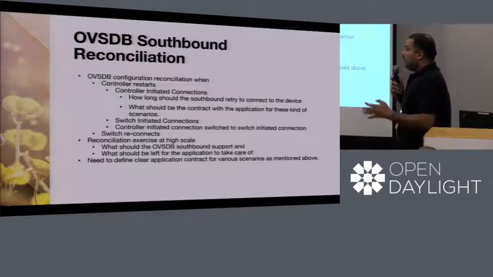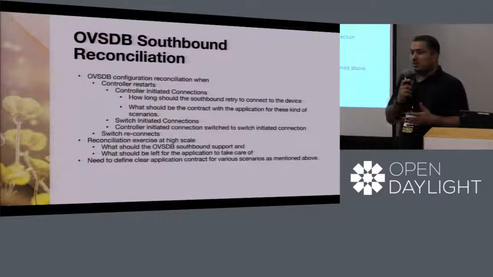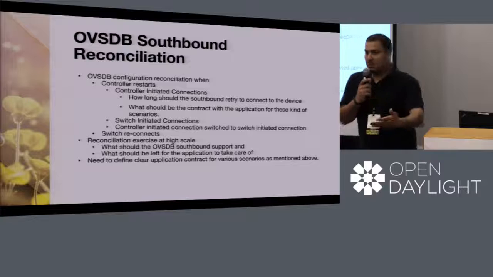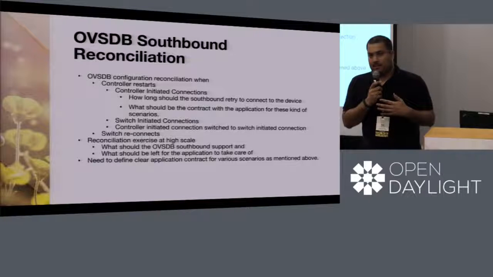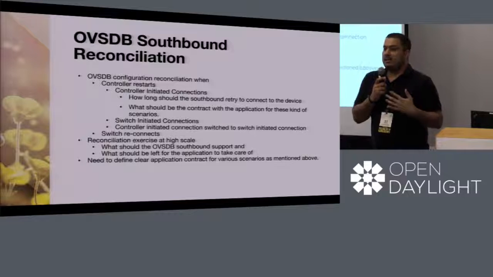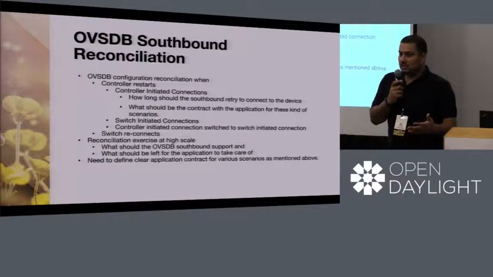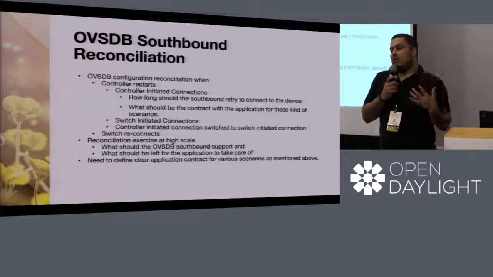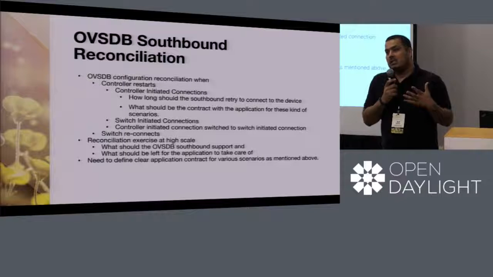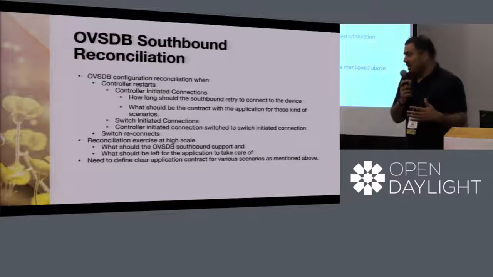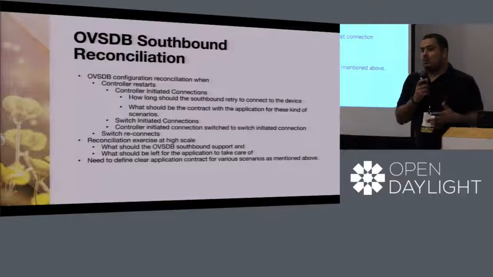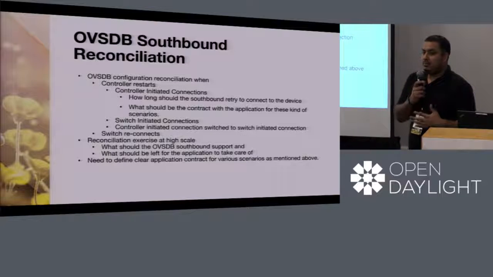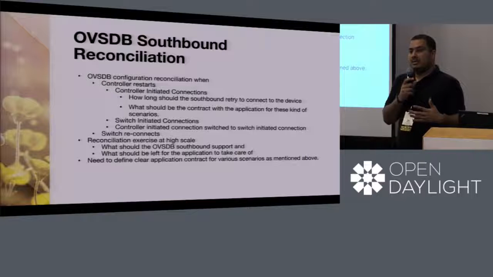One of the major problems we faced is the connection. OVSDB provides two types of connection: you can connect to a device, or the device can connect to the controller. The basic use case is, if the controller needs to connect to the device and the device is not there, how long are you going to wait for it? The configuration exists in your config data store, so you try to reconcile it. That is one of the issues we are facing. These are all problem statements as of now, and we need to work on a solution. If somebody has already dealt with this problem, we are happy to take any patch or any suggestion on how to handle it in the best way.